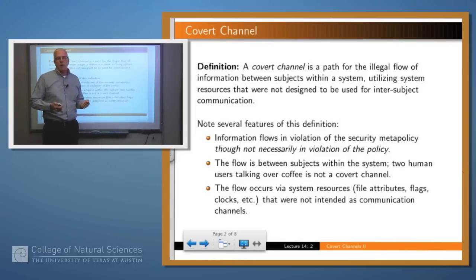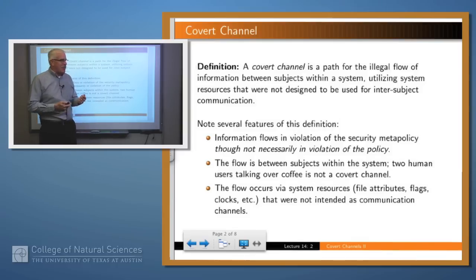The second thing to note about this definition is that the flow is between subjects within the system. That is, we care about using the mechanisms of the system to implement the flow. If you have two guys talking in the hall and one of them gives away some secret information, that's not a covert channel. That's just stupidity, I guess.